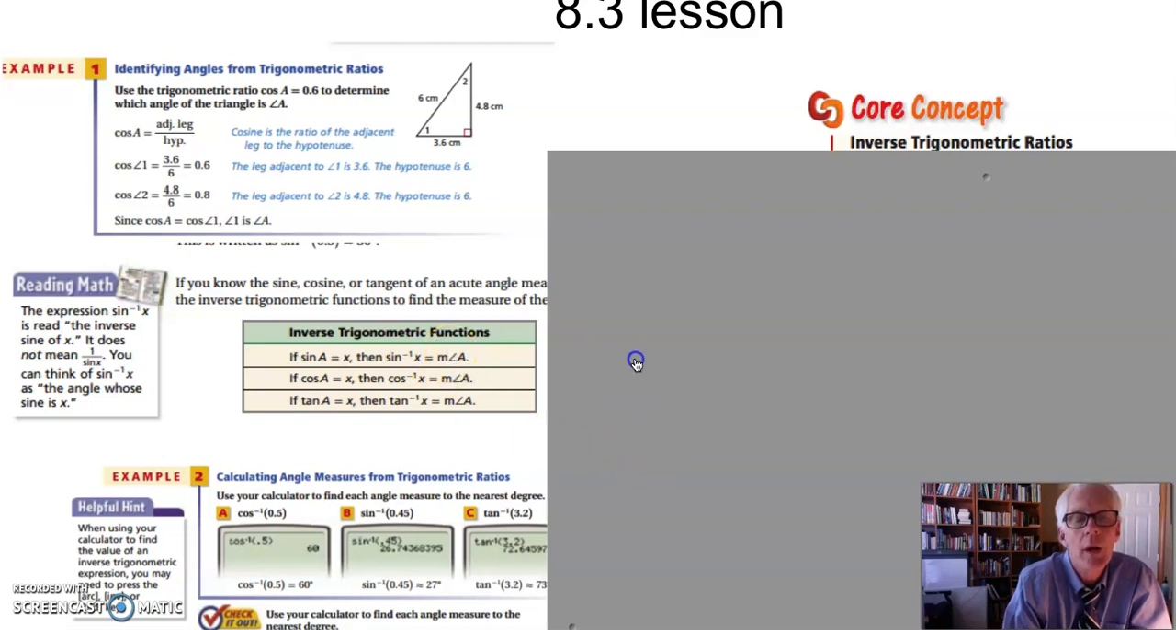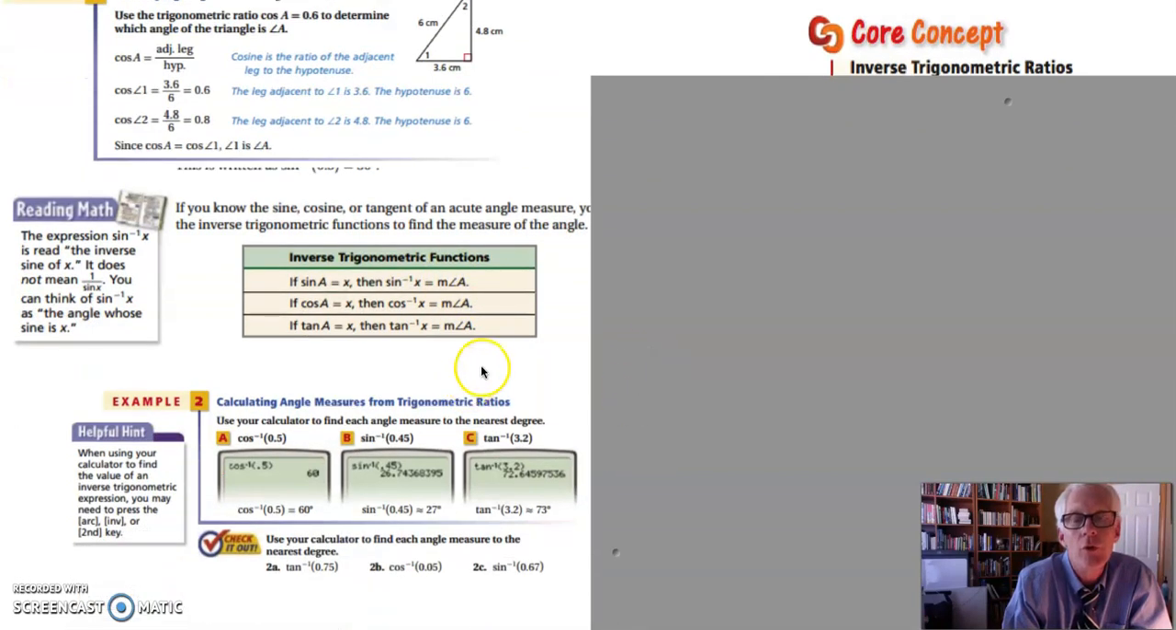Okay, so on your calculator, there's a new term you're going to use. It's the -1, but it's really called an inverse. It's not a negative sign. It's the inverse of the cosine that gives you the angle measure.